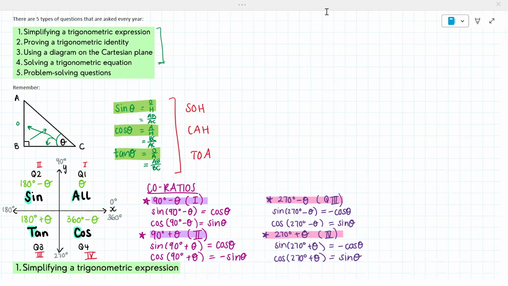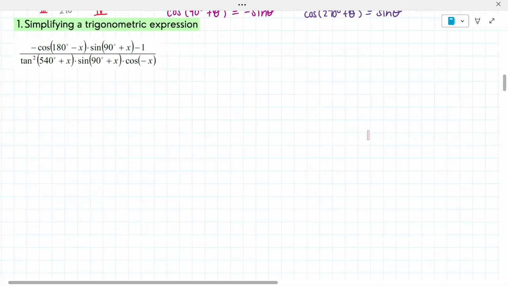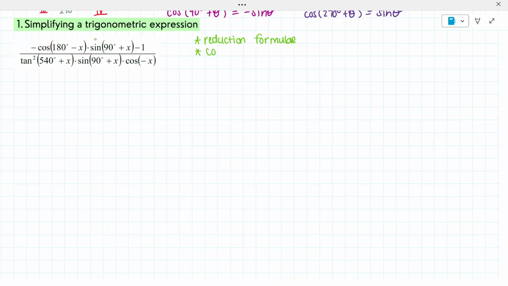All right. So if we look at our first type of question, which is simplifying a trig expression, this is now where you are going to have to be able to apply a bunch of different things. The really important things for you to be able to work with are your reduction formulas. So 180 plus or minus, 360 minus. So reduction formulas are important. Your co-ratios are important. And sometimes, not hugely, your trig identities are also important.